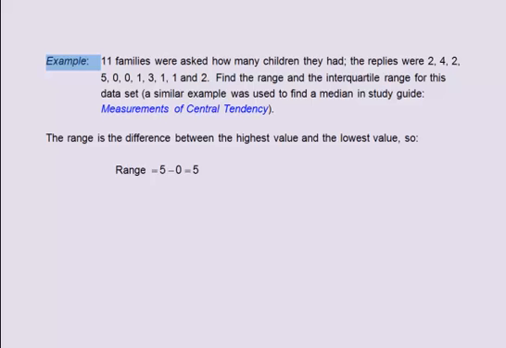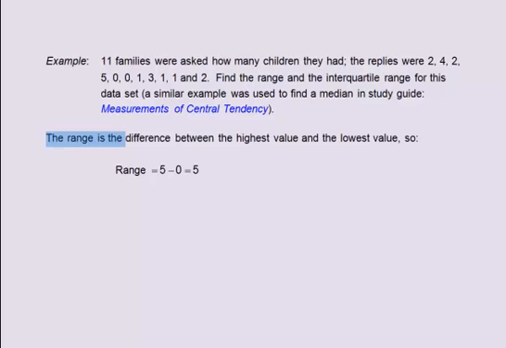Example: 11 families were asked how many children they had. The replies were 2, 4, 2, 5, 0, 0, 1, 3, 1, 1 and 2. Find the range and the interquartile range for this data set. A similar example was used to find a median in the study guide Measurements of Central Tendency.